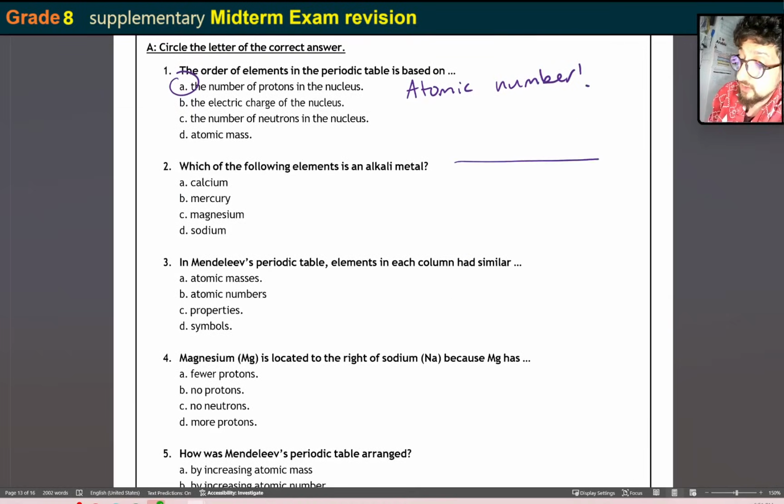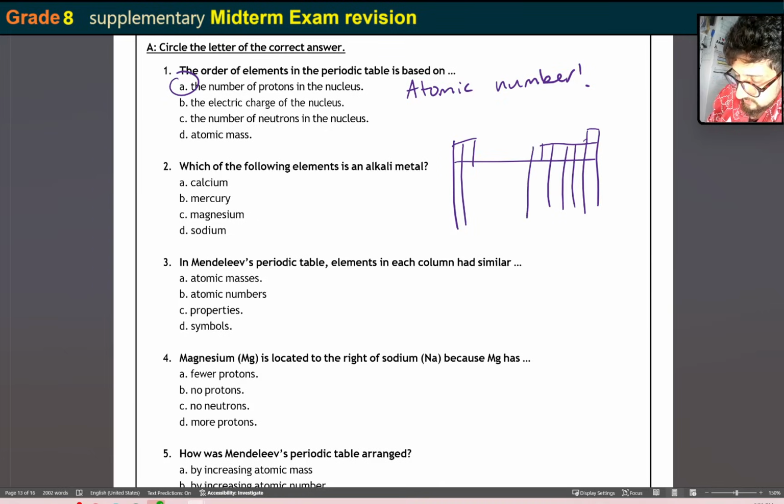Which of the following elements is an alkali metal? So anything in group 1 of the periodic table. The periodic table looks like this, kind of. 1, 2, 3, 4, 5, 6, 7, 8. Here we go. That's how it looks, kind of. Anything in this group here is known as alkali metals. Anything in this group here is known as alkaline earth metals. Anything in this group here is known as noble gases. This is the halogens. Then we've got the oxygen group, the nitrogen group, the carbon group, and so on and so forth. So group 1 is alkali metals, and that is sodium.